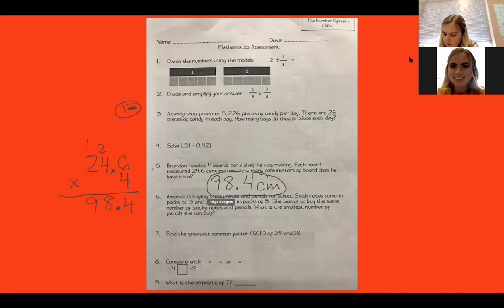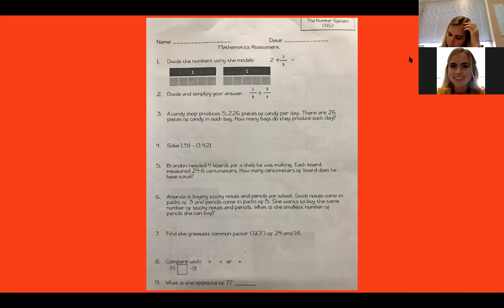Okay. Number 6. Amanda is buying sticky notes and pencils for school. Sticky notes come in packs of 3 and pencils come in packs of 5. She wants to buy the same number of sticky notes and pencils. What is the smallest number of pencils she can buy? So in other words, it's asking what is like the greatest common factor between the two.